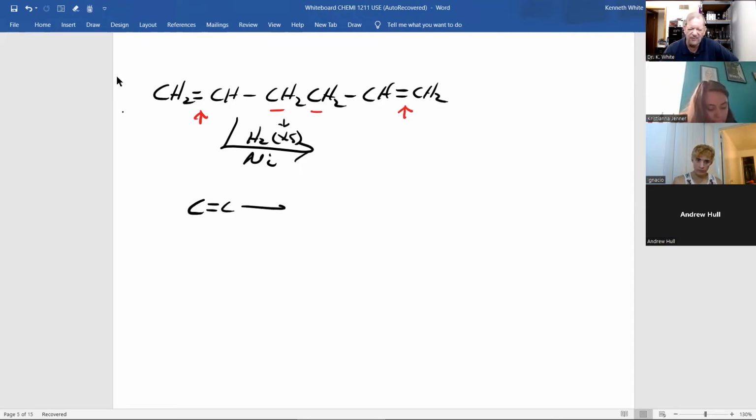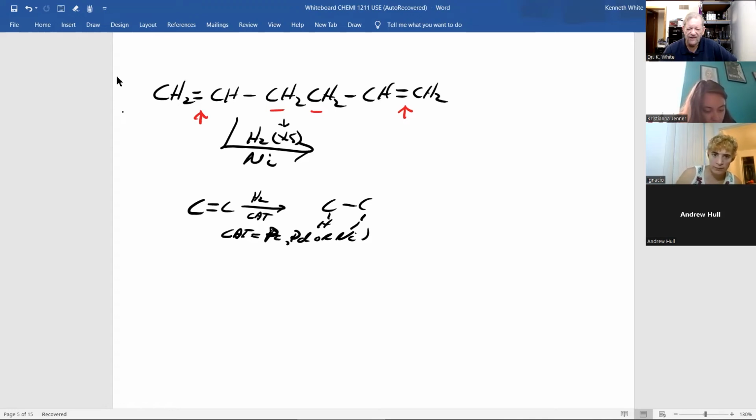Well, what can a double bond do with hydrogen and a catalyst? Where the catalyst can be platinum, palladium, or nickel. You break the pi bond, and each carbon gets a hydrogen.